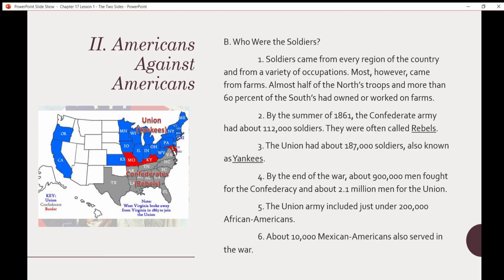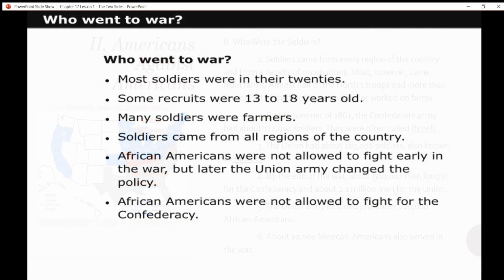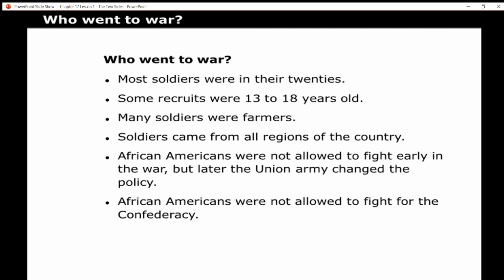Were they predominantly Yankees or rebels? Those are statistics that, unfortunately, I just don't have for you today. So again, here's a little study slide on who went to war, a little information about occupations and their ages.